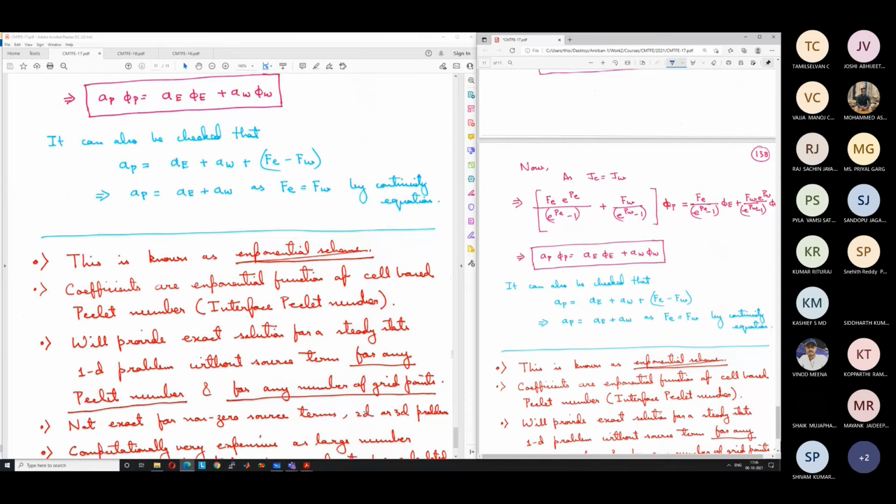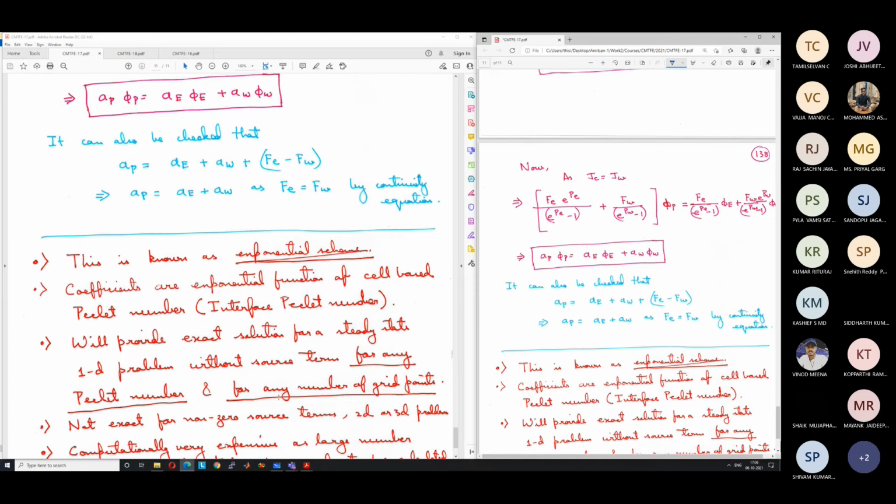Okay. What is the disadvantage? If everything was advantageous, we should have used this for all cases. But you will see later that we do not use this scheme. Okay. Although it gives us a lot of insight, we cannot use this scheme practically.